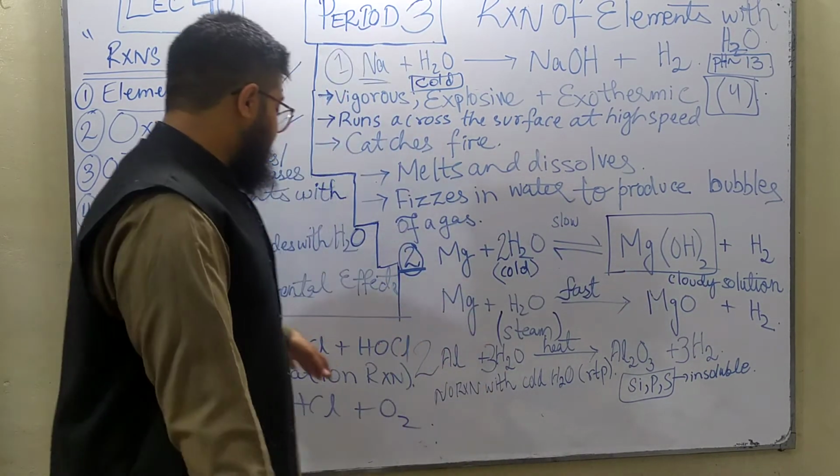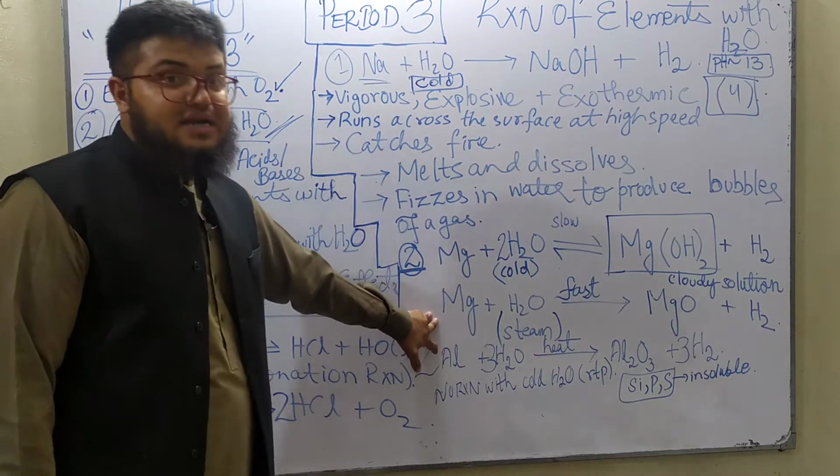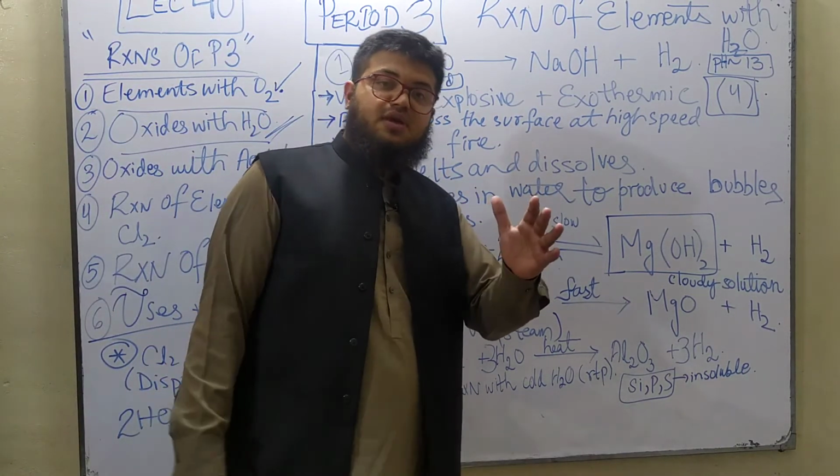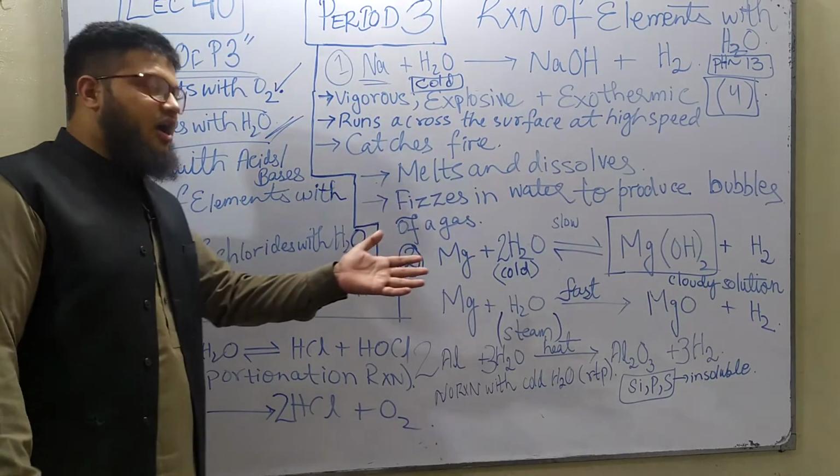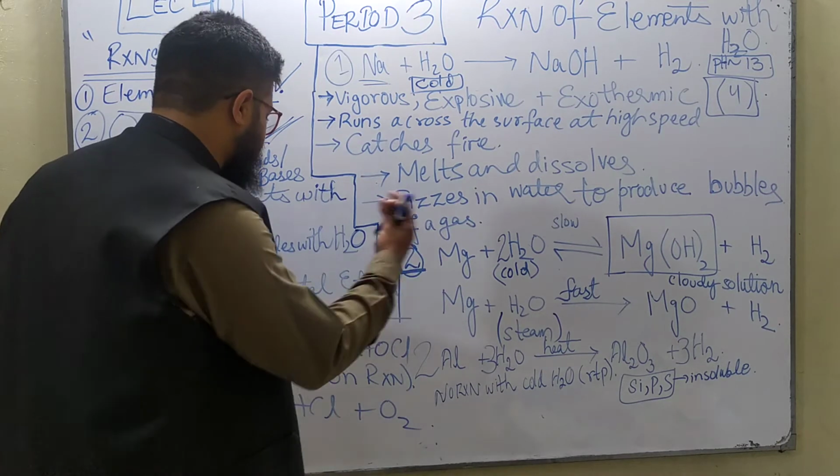Okay, fast reaction. Again, this reaction also needs to be learned: when magnesium reacts with steam, it produces oxide. With cold water, hydroxide, and cloudy. Hydroxide, and oxide is just a solid which is formed.